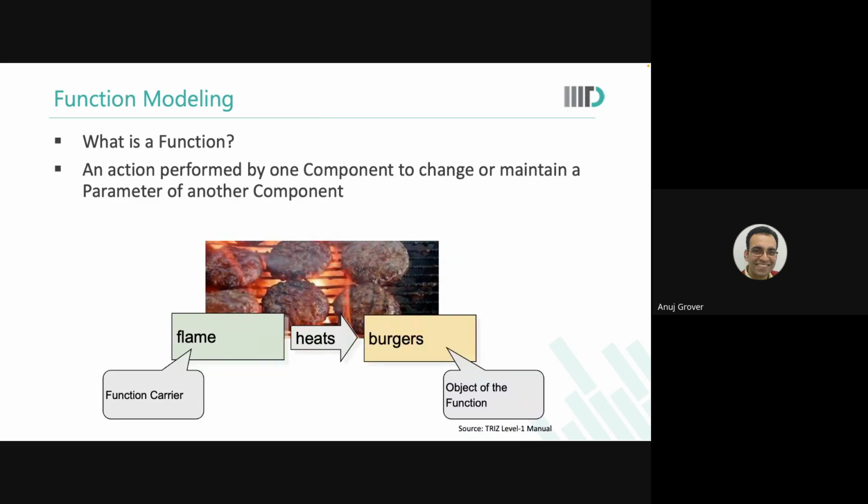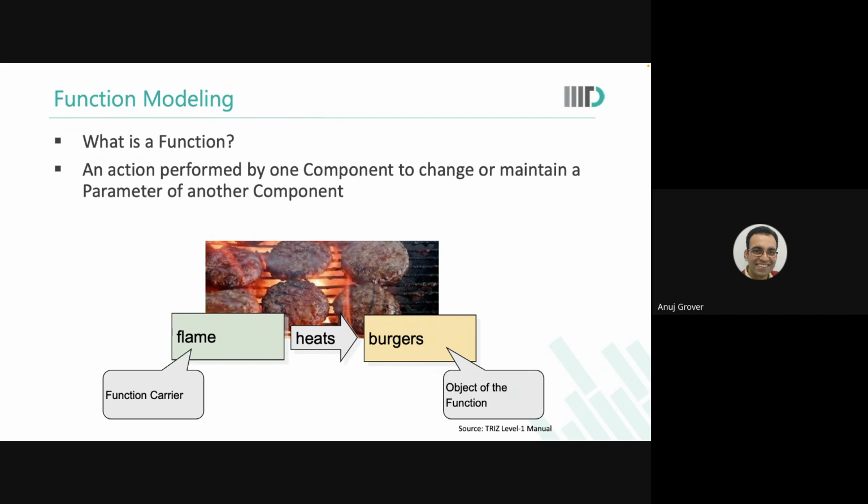So, now, we said function analysis, telling that we are going to model all the functions in a system. So what is a function? A function is an action performed by one component to change or maintain the parameter of another component.